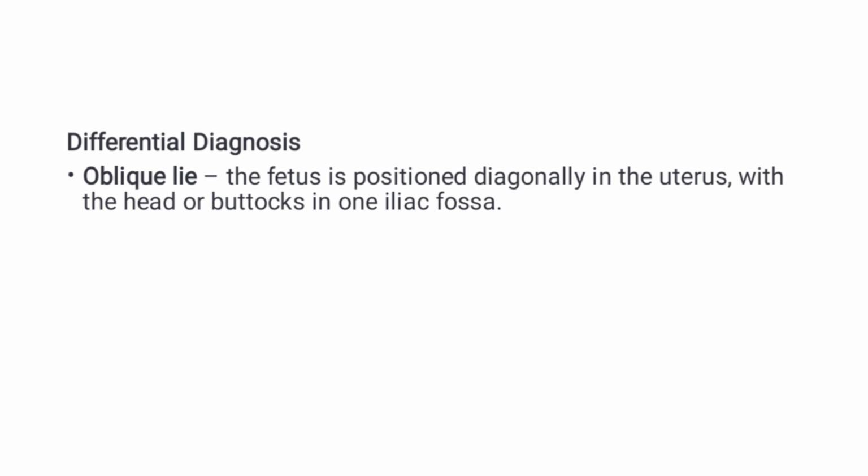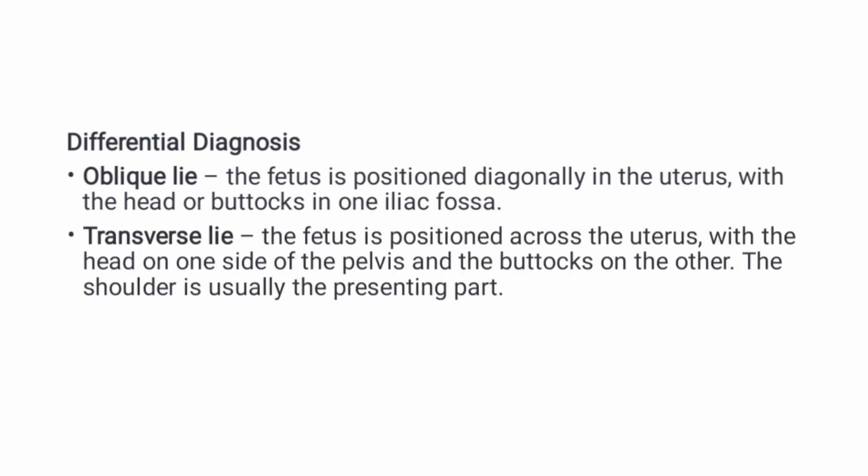Okay. Then in terms of differential diagnosis, you can have an oblique lie, where the fetus is positioned diagonally in the uterus with the head or buttocks in one of the iliac fossae. And you can have a transverse lie, where the fetus is positioned across the uterus with the head on one side of the pelvis and the buttocks on the other side. So the shoulder is usually the presenting part.